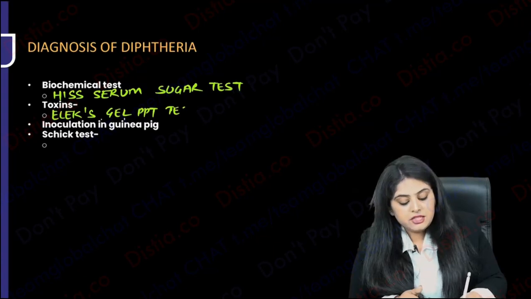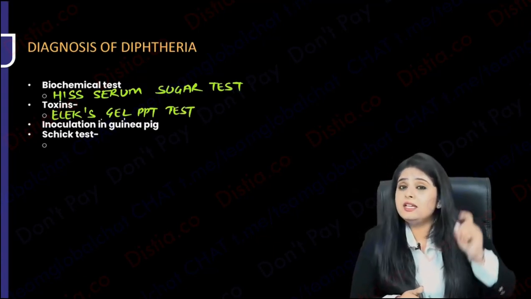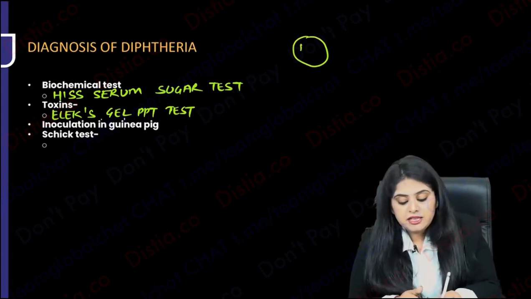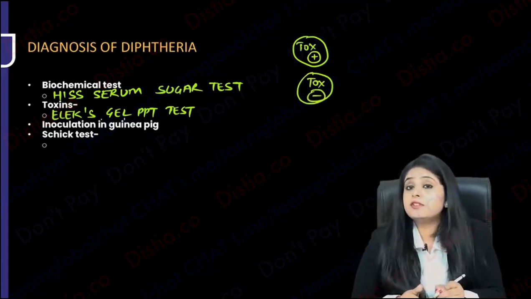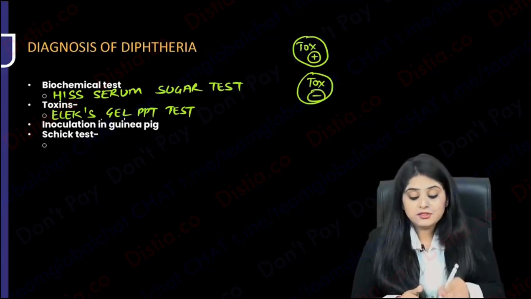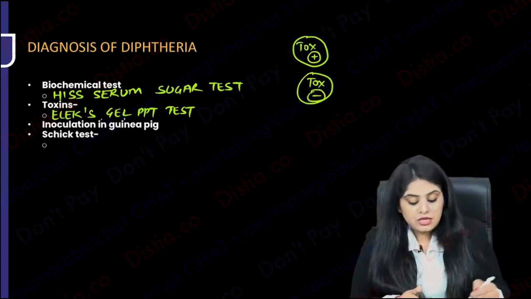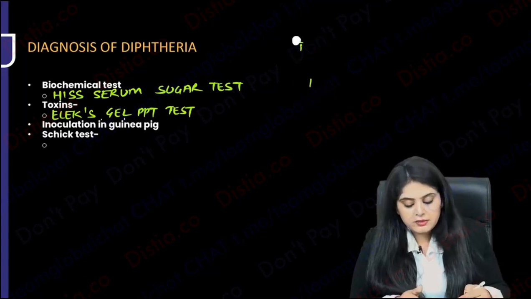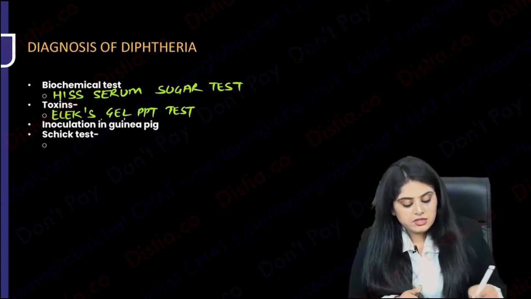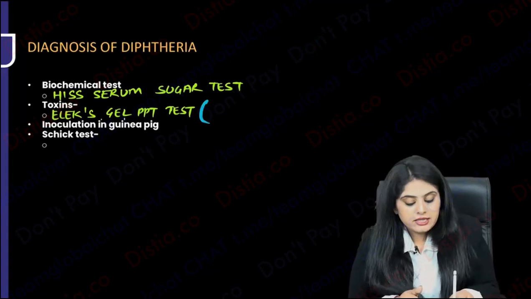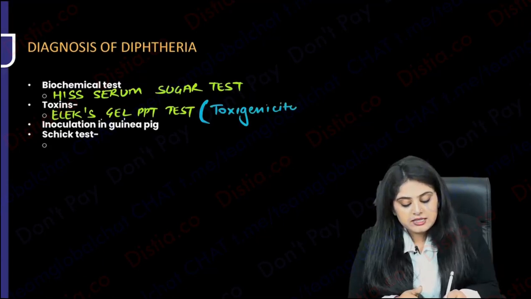Elek gel precipitation test. Guys, please note, in the beginning I told you some of the diphtheria will have toxigenic properties. Some of the diphtheria will not have toxigenic properties. So how will I get to know whether my strain is toxigenic or not? Now they ask you a simple question in the paper. Elek gel precipitation test is done for knowing what? It is done for knowing the toxigenicity of the bacteria.